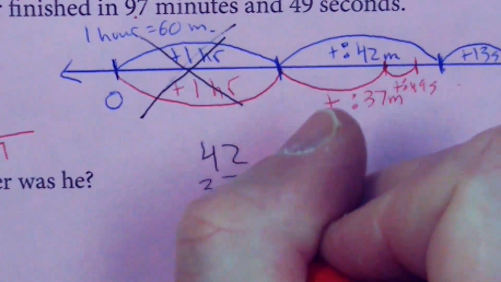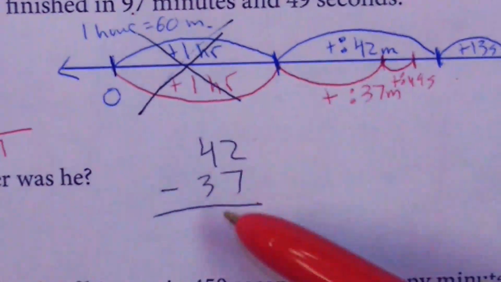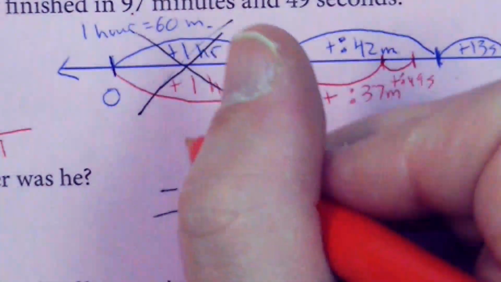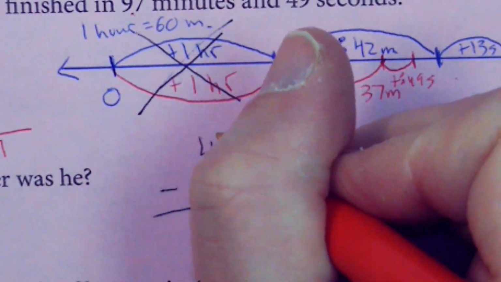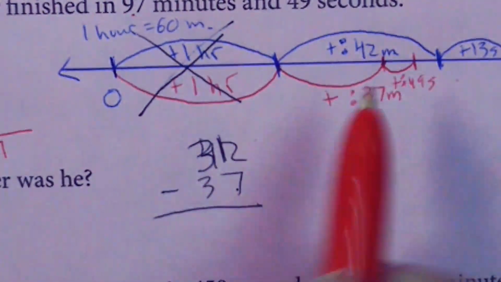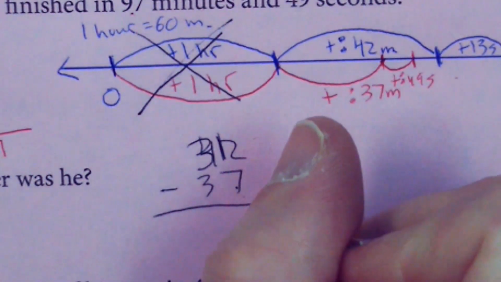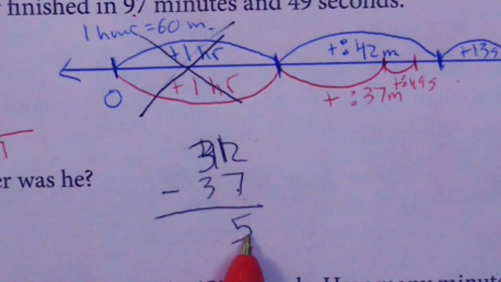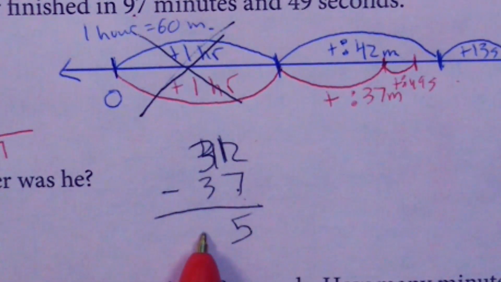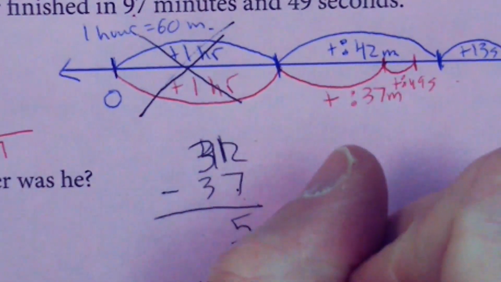42, 37. Finally, some more on the floor. So we finally get to borrow. So if I borrow a 1, which changes that into a 3, then I have 12 minus 7. That's 5. 3 minus 3 is 0. So this is a 5-minute difference. Okay?